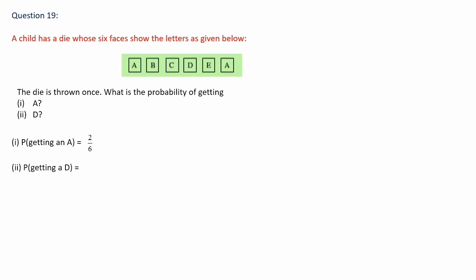Second one, probability of getting a D. You have to check how many D's are there. Here only 1 D is there out of 6. Probability is 1 divided by 6.